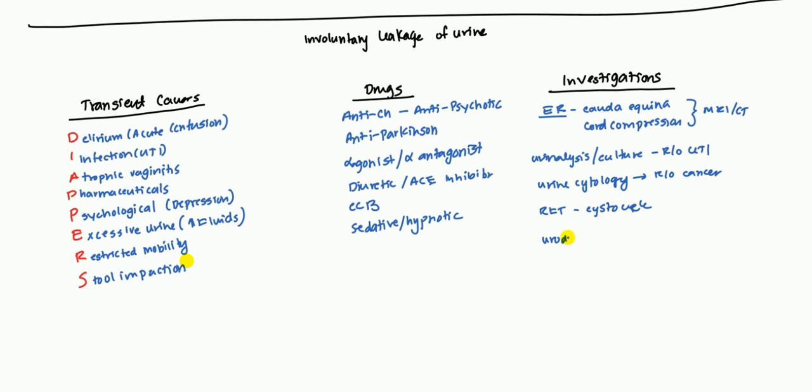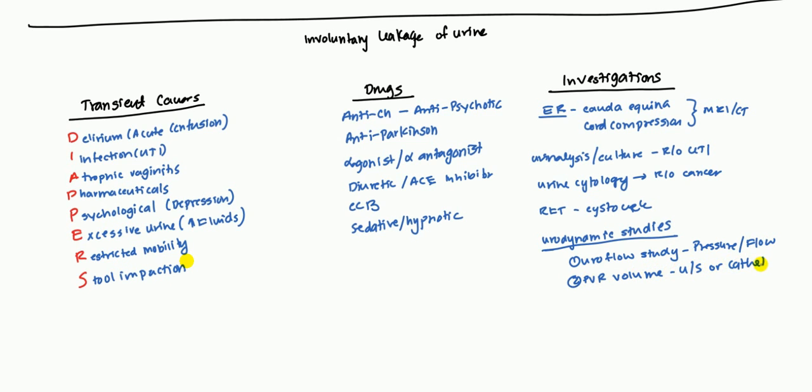Urodynamic studies. These are a few studies you want to do to look at how urination is occurring and whether it's normal. The first one is uroflow studies, which relate the pressure in the bladder to the flow of urine. You look at those two, and this can help differentiate different types of incontinence from one another. The next one is post-void residual volume. This is the amount of urine that's left over after urination, and this is particularly useful for looking at overflow incontinence. You can do this with either ultrasound or catheter.